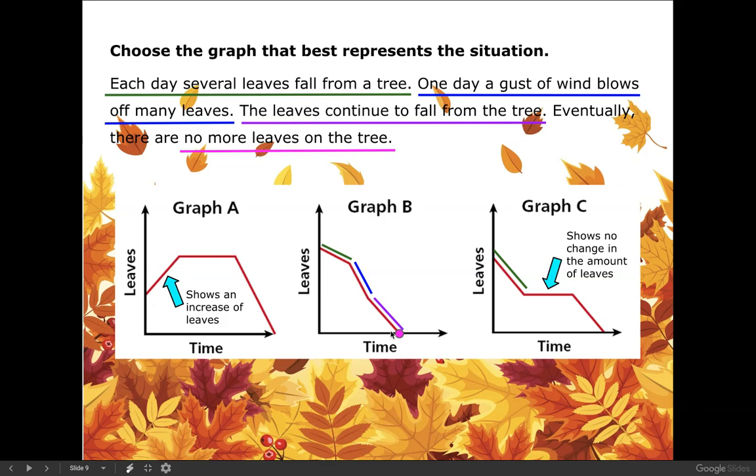We can now read the question a third time to make sure we have actually answered the question, which is, going back to our directions, choose the best graph, which is graph B.